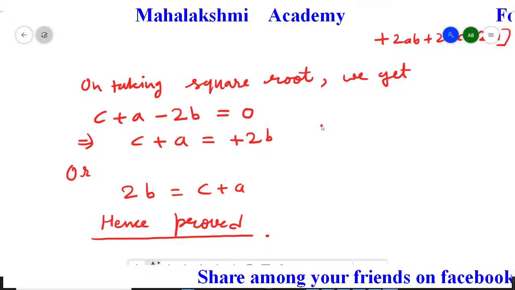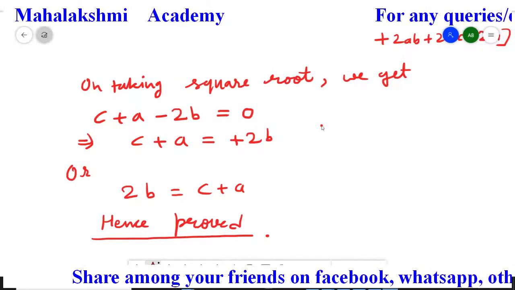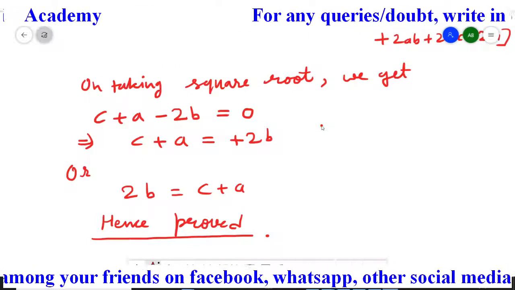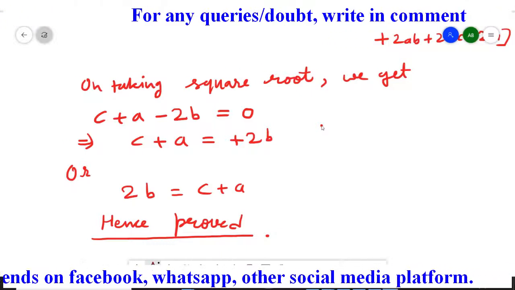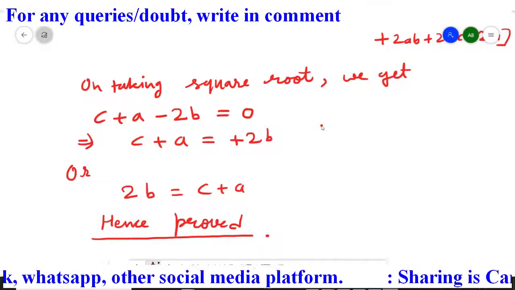So it's completed. So in this question, the use of the formula of a plus b plus c whole square is very important. So carefully use that formula, and further if you have any problem in any step, you can write in the comments so that I can explain it again.